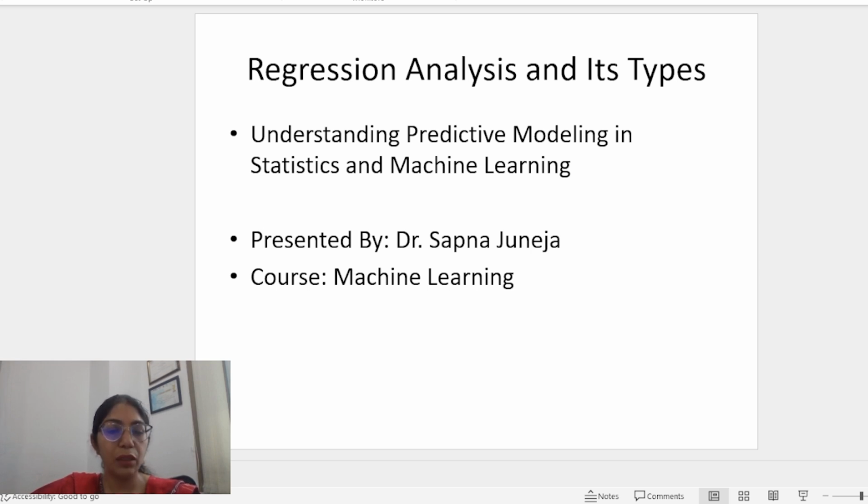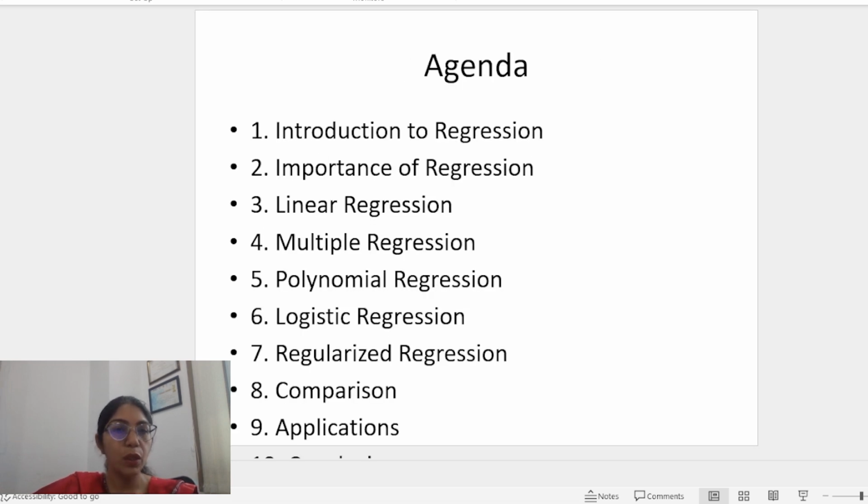So, in this presentation, we will explore the concept of regression, understand why it is important, and discuss the major types of regression techniques along with its applications. By the end of this lecture, you will have a clear understanding of how regression works and how different regression models are used to solve real world problems. So let us begin by looking at the topics that will be covered in this lecture.